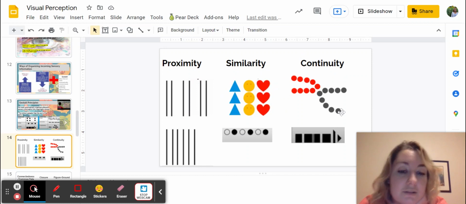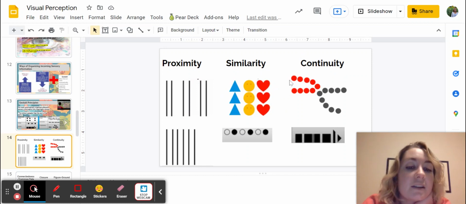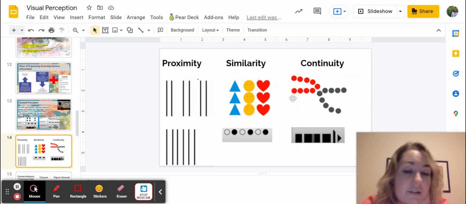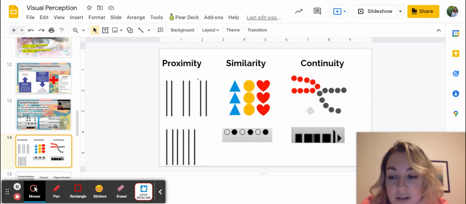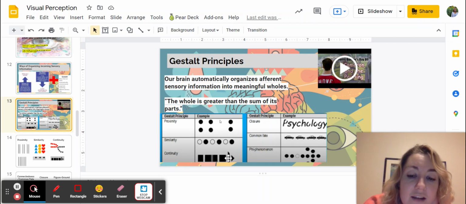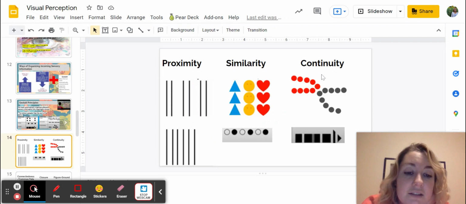Then there's something called continuity, right? So we follow things through. We see this, we're going to follow it through here, we're going to follow it through here. I think there's another one here, right? So rather than see the broken up little things here, we see it as an arrow, like we're following it left to right. So that is continuity.